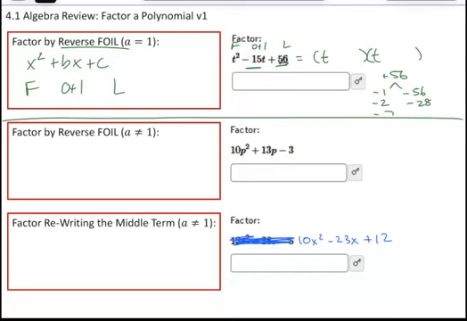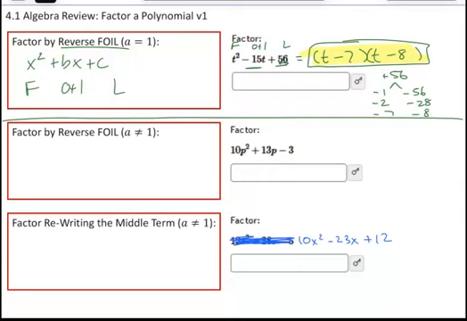Negative 7 and negative 8, right? When you look at that, they multiply to give you positive 56. They add together to give you negative 15. So once you find what those are, those just become the constants, or the second terms of each binomial, and that is your factored form. Okay, so reverse FOILing when the leading coefficient is 1 is the process that you use.